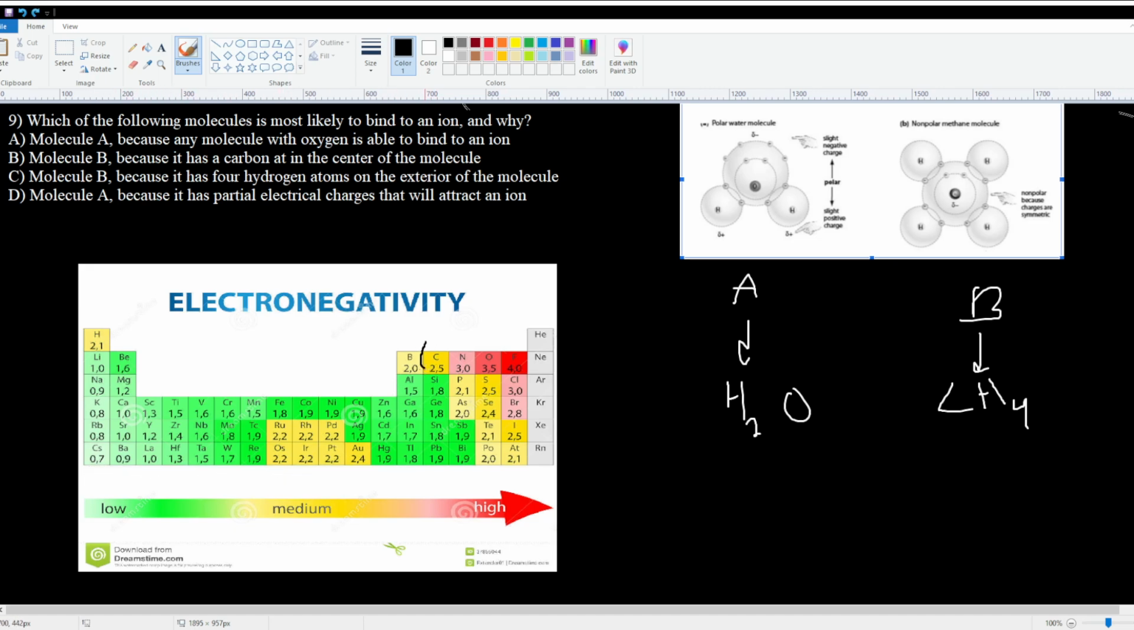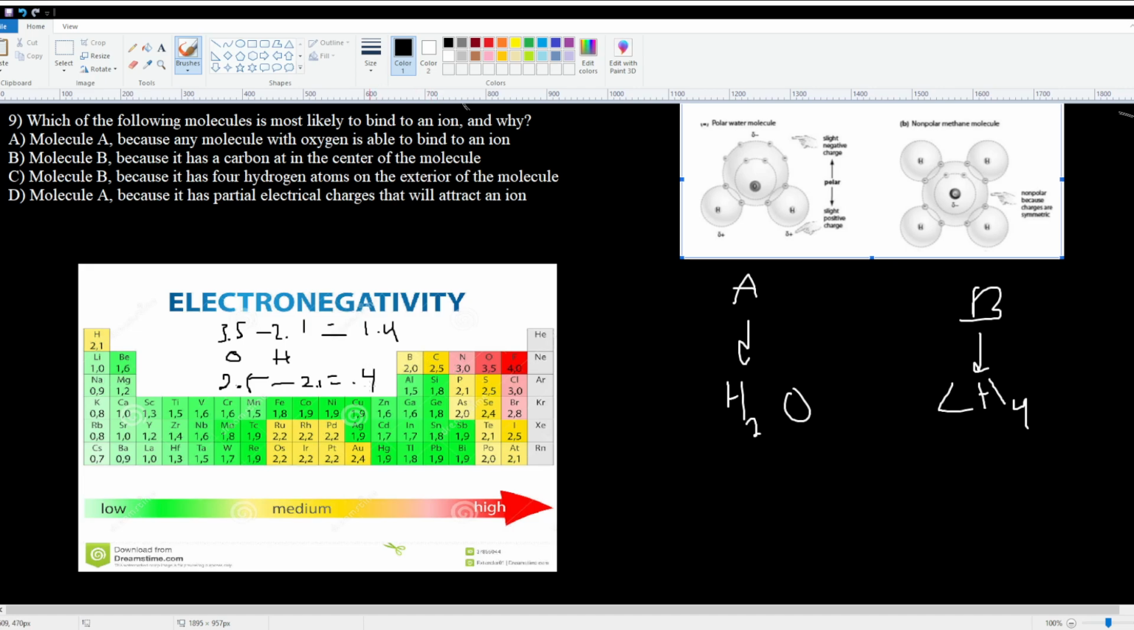If we look at this chart, carbon and hydrogen have very similar electronegativities, versus oxygen and hydrogen, which have quite a large difference between their electronegativities. There's a calculation you could do. 3.5 minus 2.1, this is oxygen versus hydrogen, is equal to 1.4. Then we have carbon, which is 2.5 minus 2.1, and this is equal to 0.4.